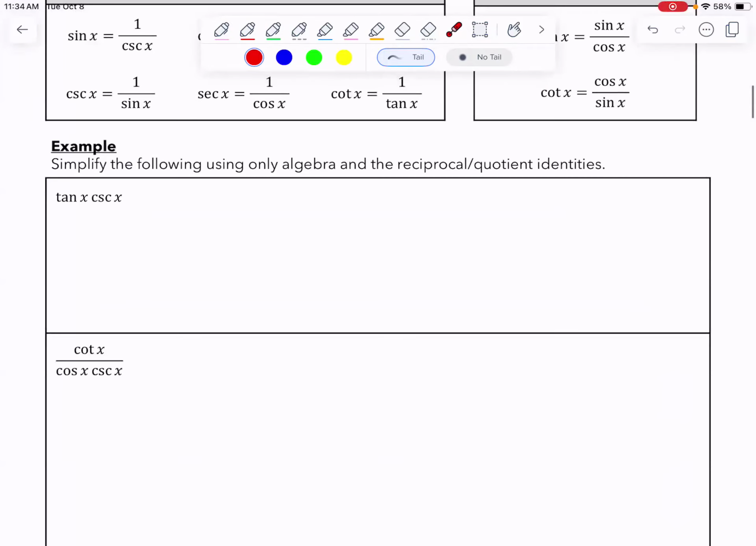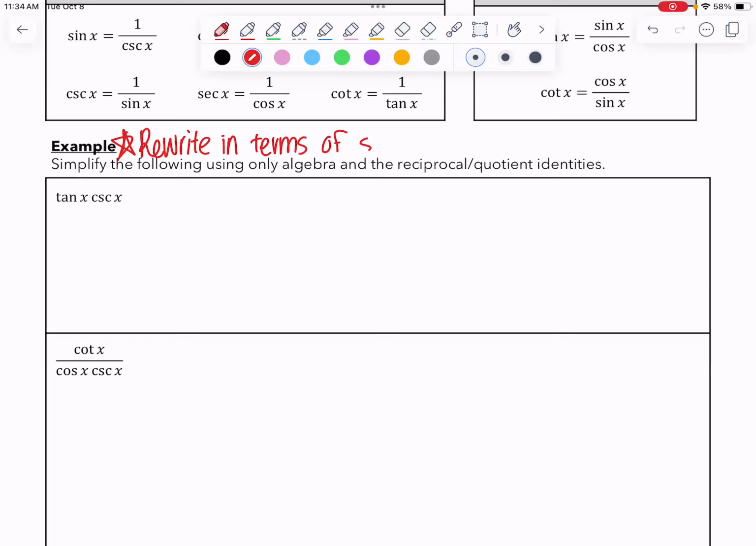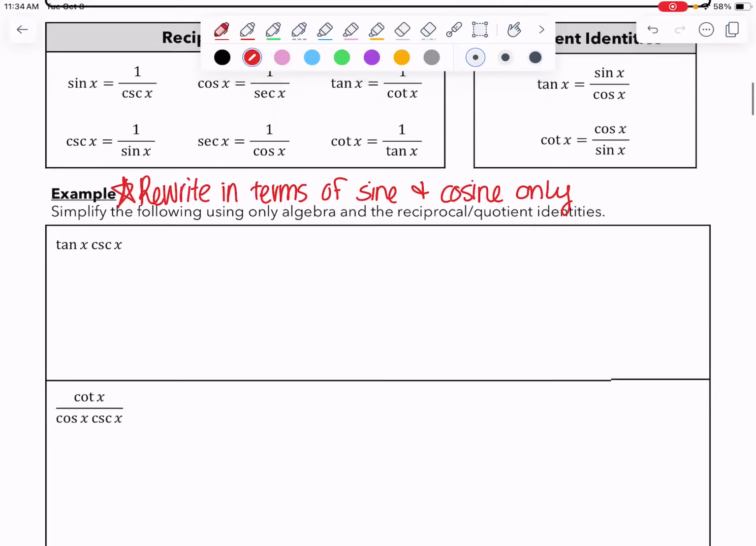All right, so simplify using only algebra and the reciprocal and quotient identities. So the big tactic here, there's many ways to simplify these. There are clever ways to do it so that you're doing the least amount of work. However, the most surefire way of getting to an answer is by rewriting everything in terms of sine and cosine only.